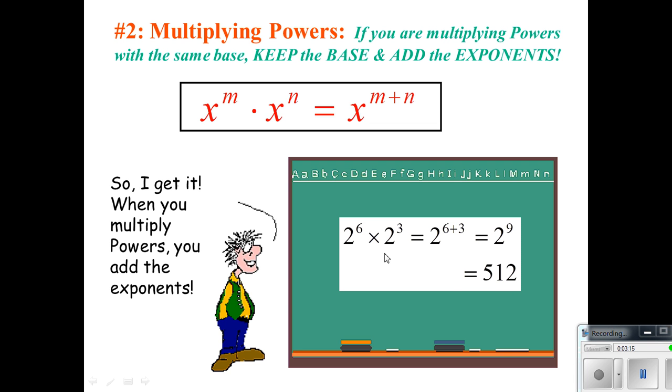So I hope you can easily understand the second law. When you multiply powers, you have to add the exponents. We will provide more examples on multiplying powers.